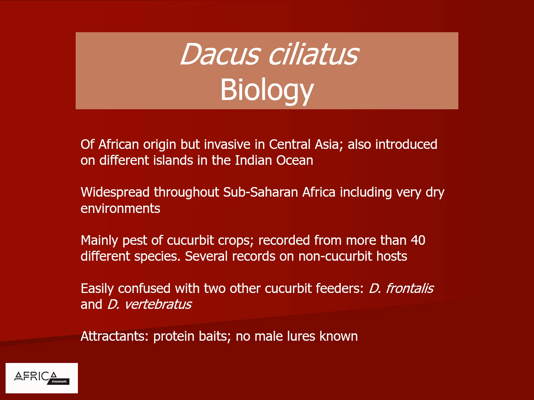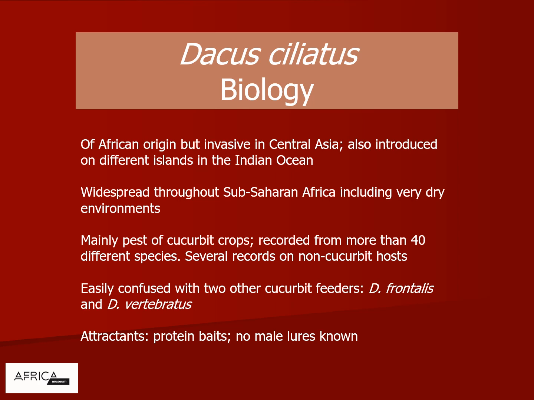Dacus ciliatus belongs to the group of cucurbit feeders within the Dacini. It is reported from about 40 different cucurbit crops. Still, there are also some records from non-cucurbit hosts, so the host specialization appears to be not complete.